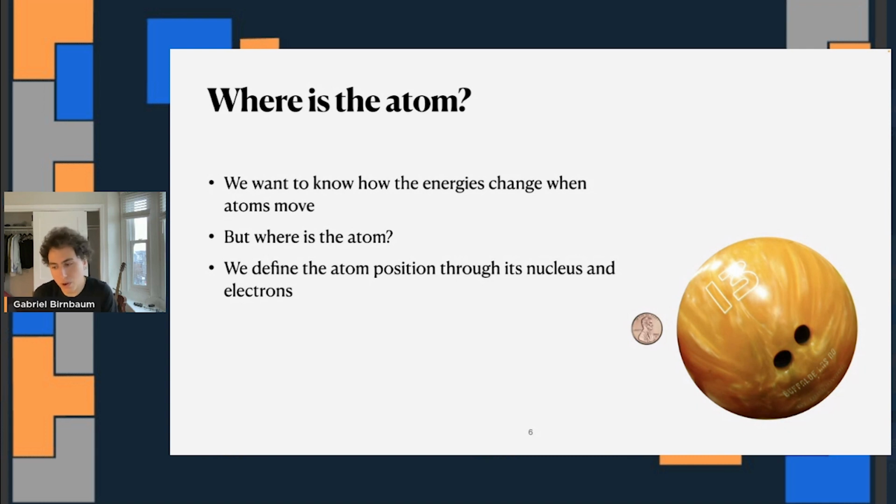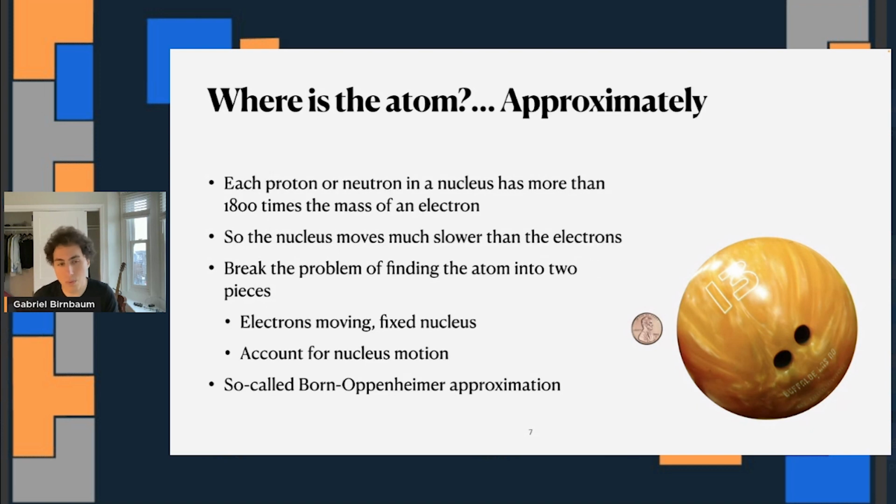Simplistically speaking, all we need to know to define where the atom is, is to define where the nucleus is and where the electrons are in the atom. So what we do is an approximation. And we can do that.